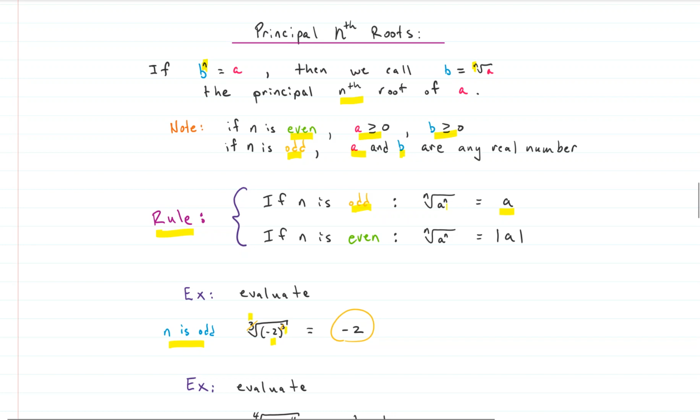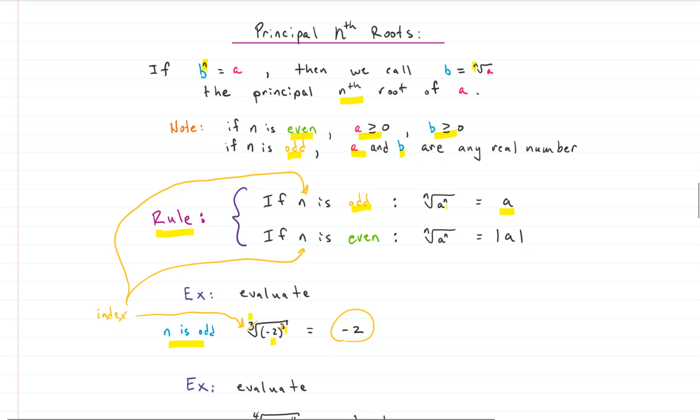And the index, by the way, is this number. Maybe I should write that. The index of a radical is this number where the n is. n is the index of a radical. So maybe I'll put an arrow to these n's as well.